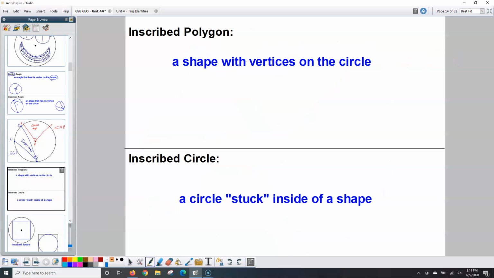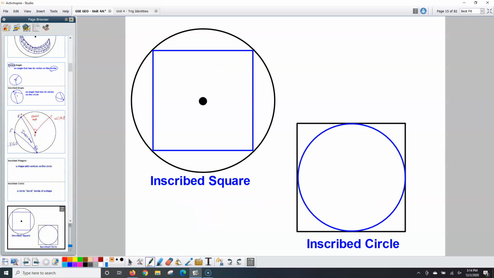Inscribed polygon. I got a shape with vertices on the circle. Vertices is plural for vertex, and vertex is a fancy way of saying the corners of your shape. So we got a shape with the corners on the circle. We'll give you a picture here in a second. And an inscribed circle is a circle that's stuck inside of a shape. Here is your picture of that.